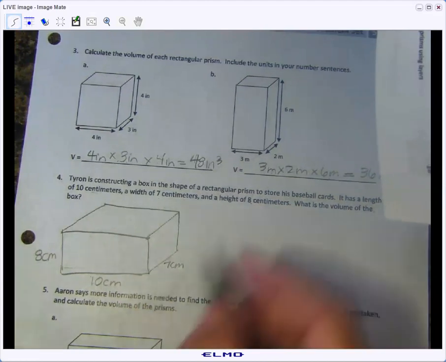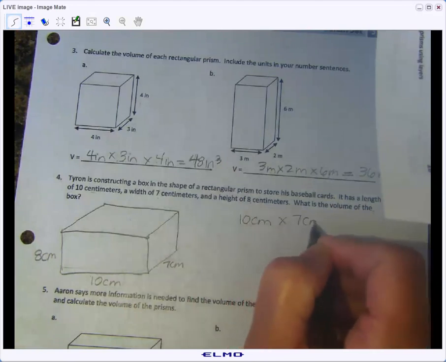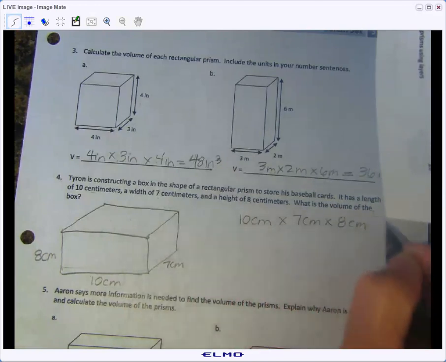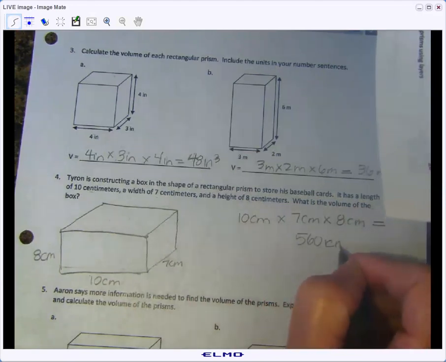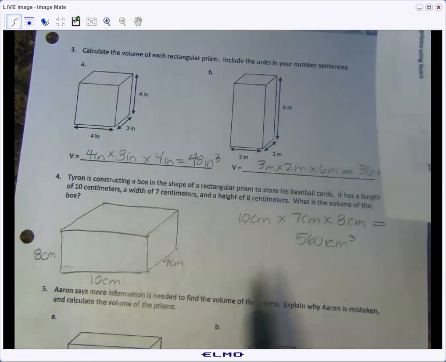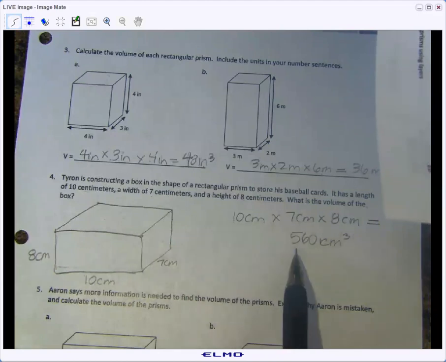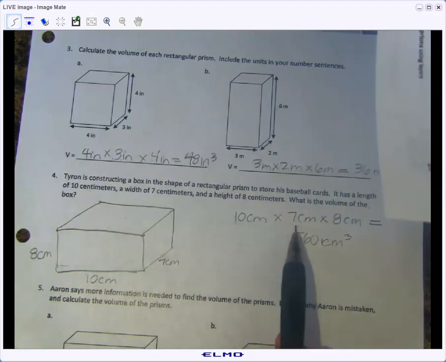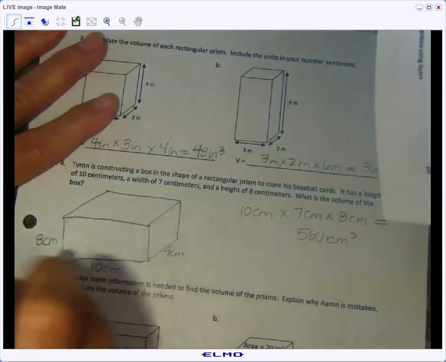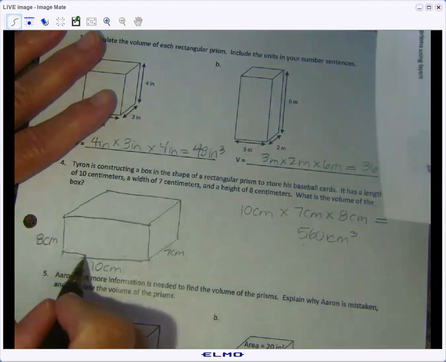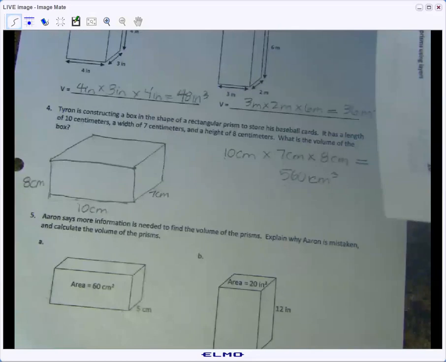What is the volume? Okay, well, we're going to multiply 10 centimeters times 7 centimeters times 8 centimeters, and that will give us 560 cubic centimeters. Now, in my head, I said 7 times 8 is 56, times 10 is 560. Instead of going 10 times 7, you'll get the same thing, but I was just showing you how I did it. Okay, so being a perfectionist right now. Okay, that looks good.